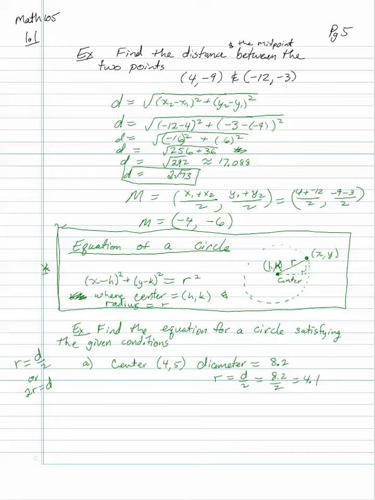So once you know the radius and the center, you just plug it in. x minus h. So, and notice it's minus h. See, this is minus h and this is h. So the signs are opposites. So x minus h plus y minus k. So x minus 4 squared, plus y minus k, which is 5, squared, equals 4.1 squared. And then you just punch that in your calculator.